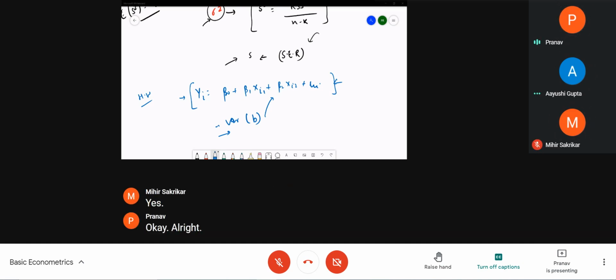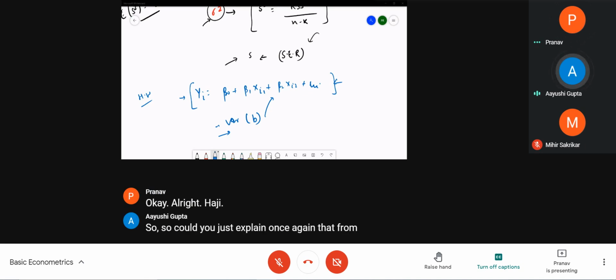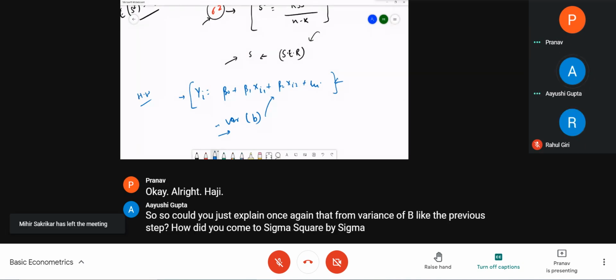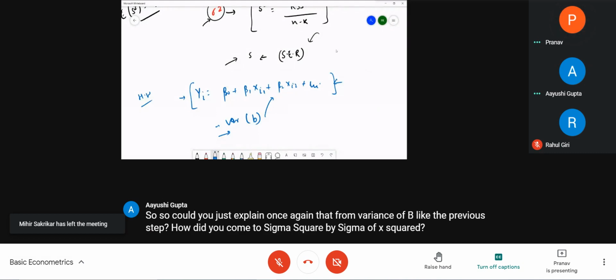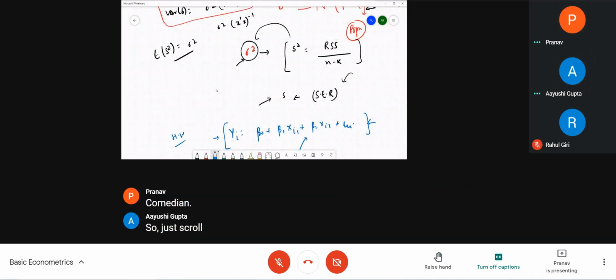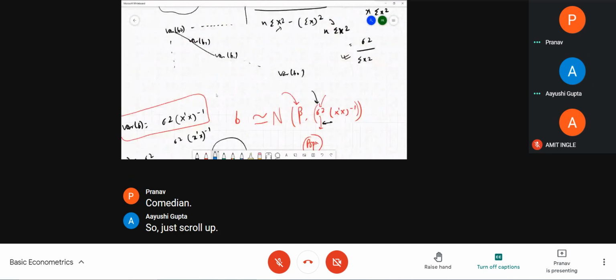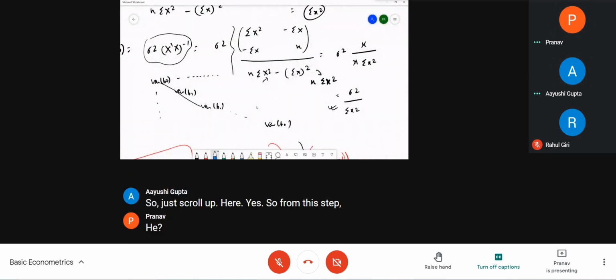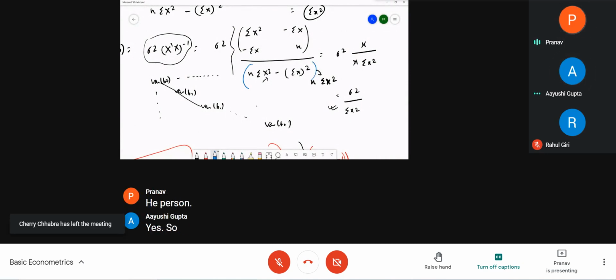Sir, could you just explain once again, from variance of B, the previous step, how did you come to sigma square by sigma of x square? Where, dear? Just scroll up. Here. Yes, sir. From this step. Yes, sir. Yeah, I see.